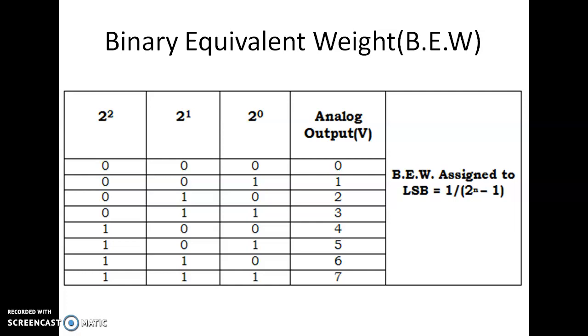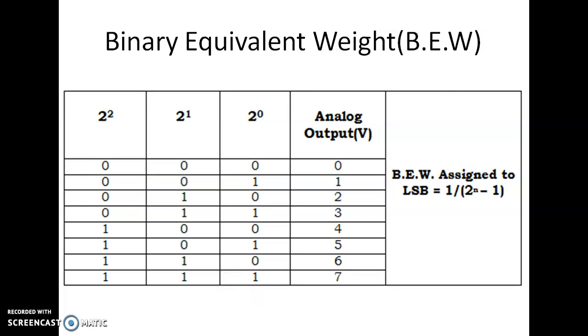Let the analog output voltage corresponding to 000 be 0 volt, and that corresponding to 111 be 7 volt. So the range of the analog signal is 0 to 7 volt, and it has been chosen arbitrarily. We could have chosen any range instead of this. There are 7 levels between 000 and 111, so we have to divide the analog range 0 to 7 volt into 7 levels.